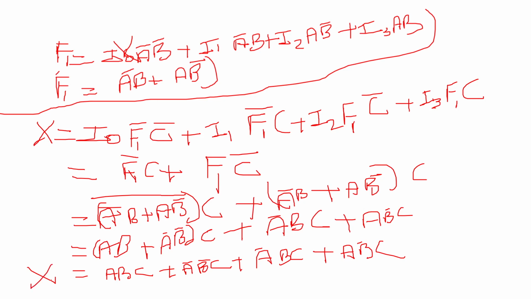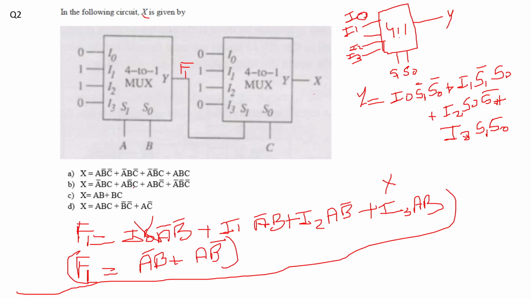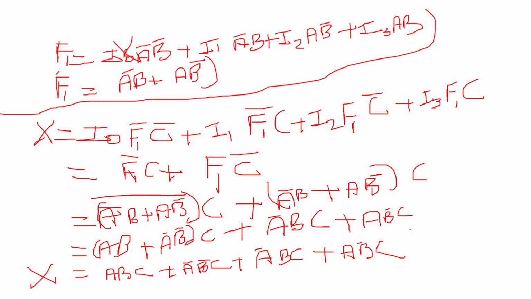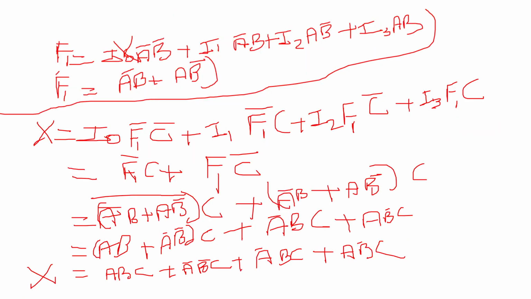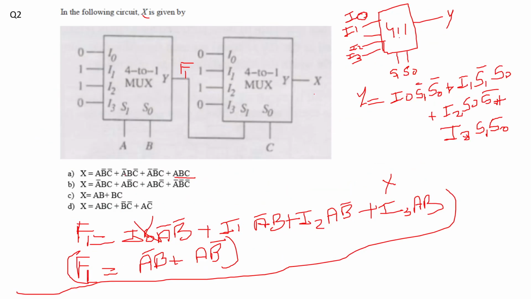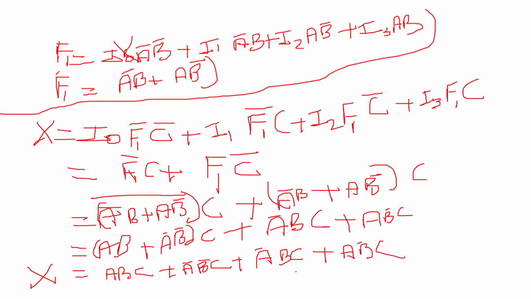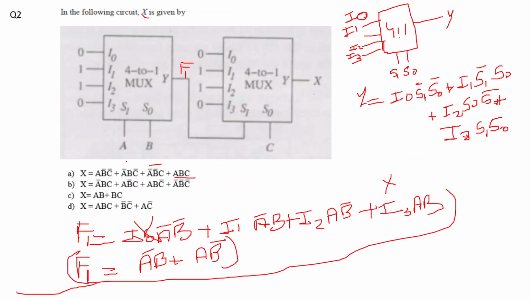Now let's check whether this is any option. A B C is here. A complement B complement C is here. A complement B C is here. A B complement C is here. So option A is our correct answer.